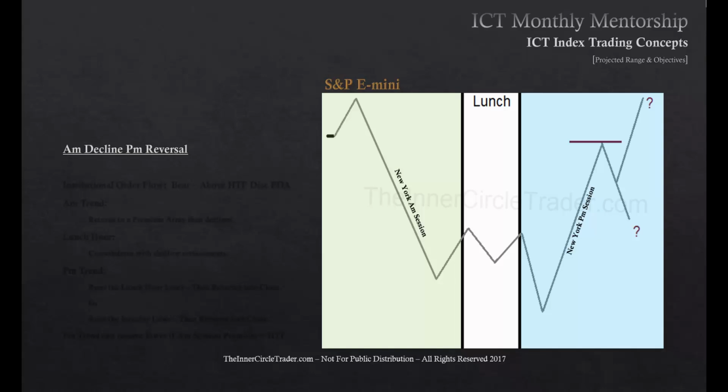Okay, the AM decline, PM reversal. Institutional order flow is going to be bearish, but it's yet to trade down into a discount PD array on a higher time frame. So price is above a higher time frame discount array from a 4-hour or a daily basis, or even higher.